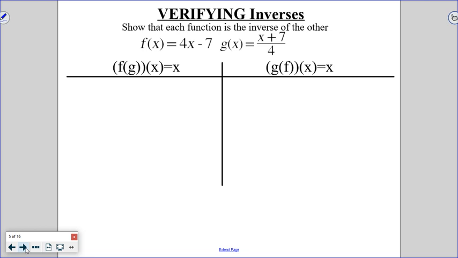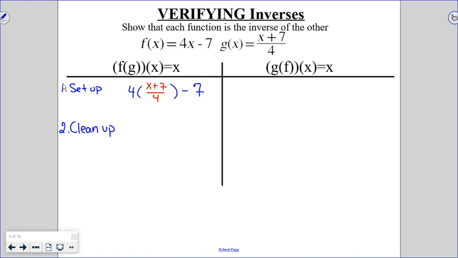Step number 1, show the plugging in process. So show the setup. And by setup, I mean show doing f of g. When I show this, I should write out f, plug in g. Step 2, cleanup.